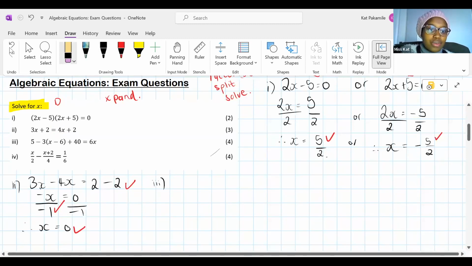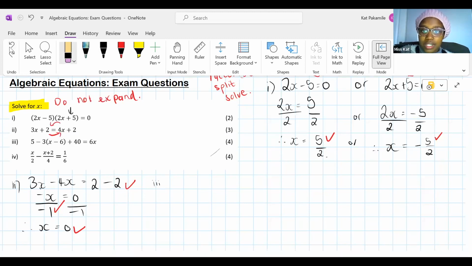I'm not sure why I erased the do not expand. I'm going to leave it there because I like it. Sia, let's hear what Sia has to say.